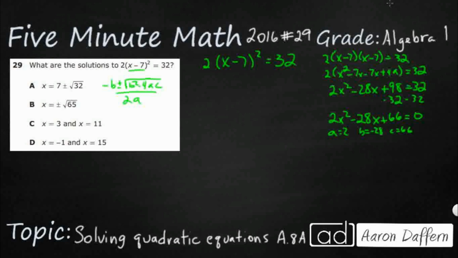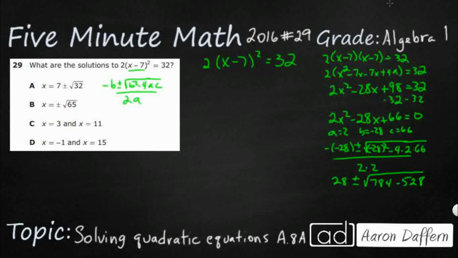So negative b is going to be negative negative 28, so that's going to end up being a positive 28, plus or minus the square root of negative 28 squared, minus 4 times a, which is 2, times c, which is 66, over 2 times 2. So lots of multiplication, but we're going to simplify this into 28 plus or minus that. 28 squared is going to be 784, minus 4 times 2 times 66. So that's going to be 8 times 66. That's 528.